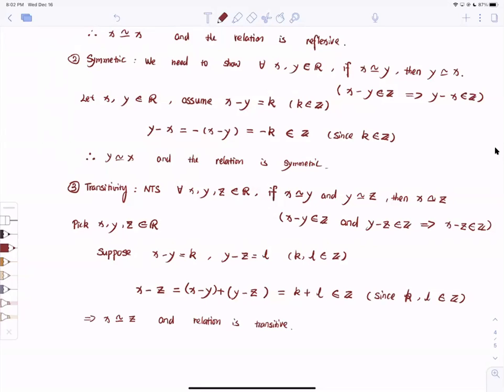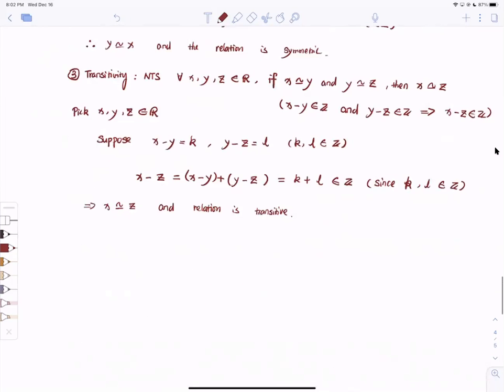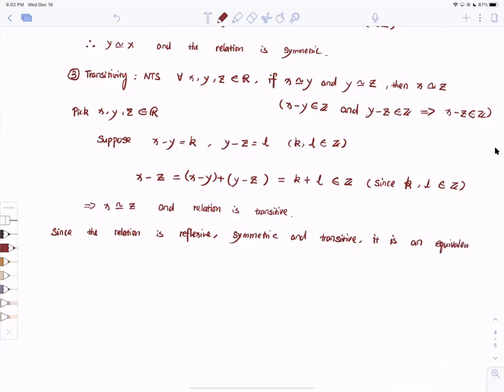Okay, so now we show that it's reflexive, symmetric, and transitive. We can say it's an equivalence class. So since the relation is reflexive, symmetric, and transitive, it is an equivalence class. Equivalence relation, sorry.